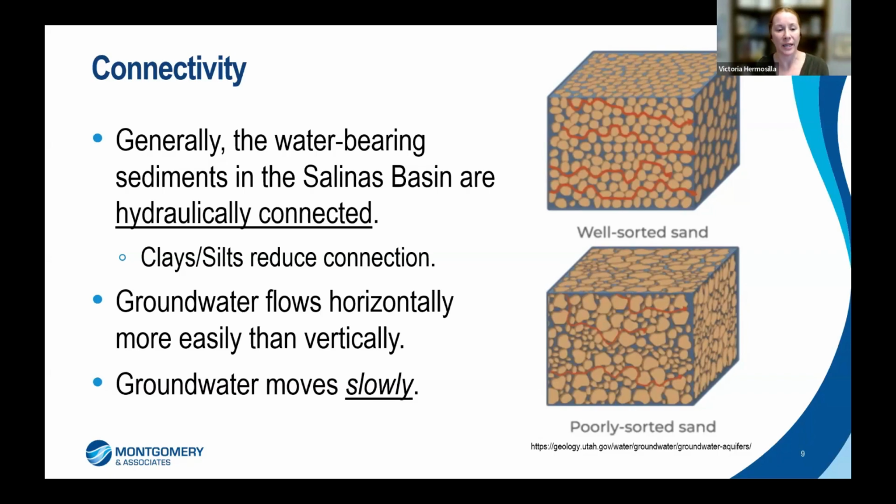And then the other thing I want to point out is that groundwater moves slowly. Definitely more slowly than water flows in the river. In certain areas, groundwater will move faster or slower than other areas. So if you have an area with a lot of sand and gravel, you can expect your groundwater to move a bit faster than in an area that has a lot more clay and silt. But on the whole, groundwater moves pretty slowly, especially compared to the river water.